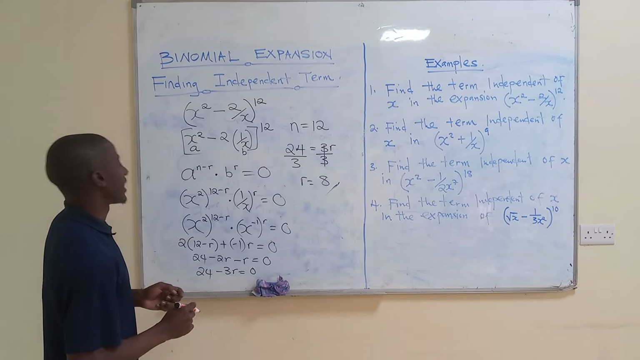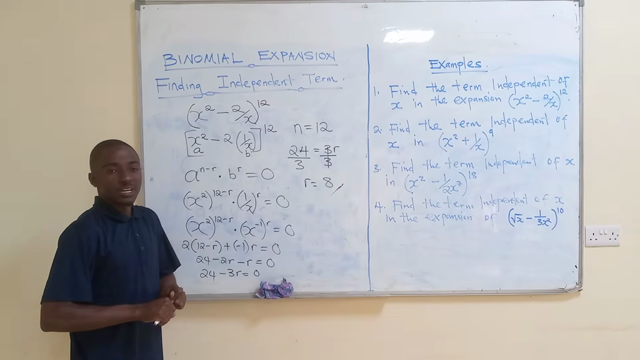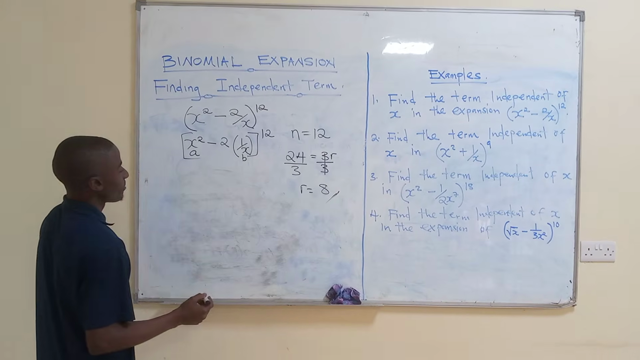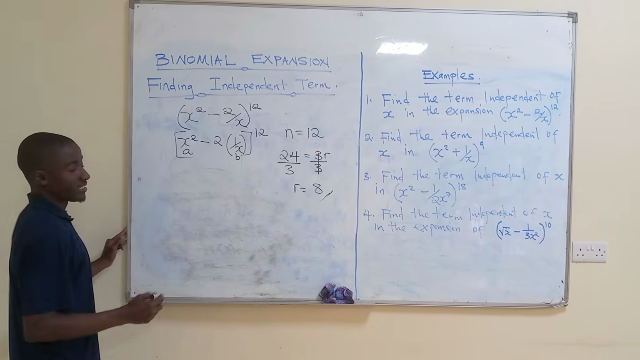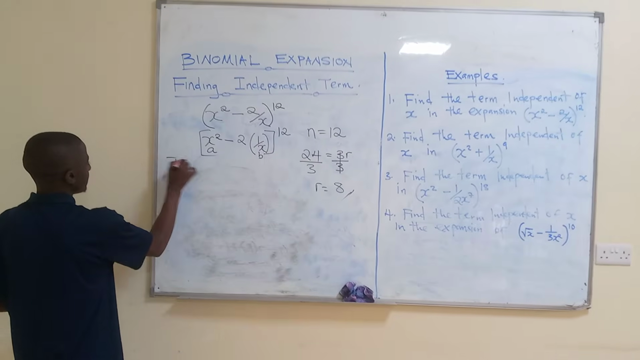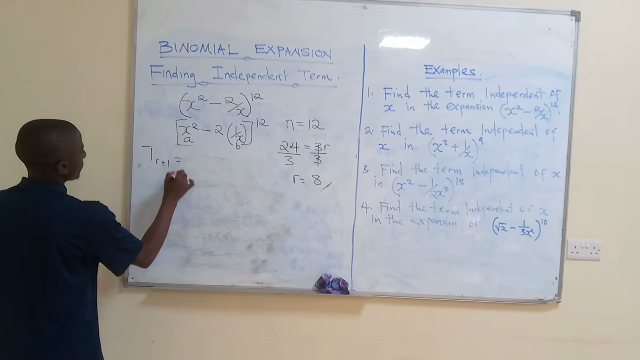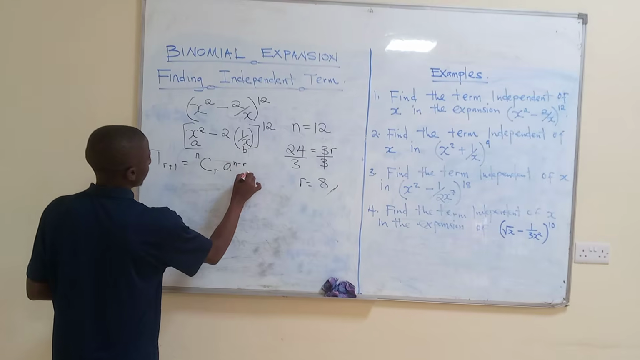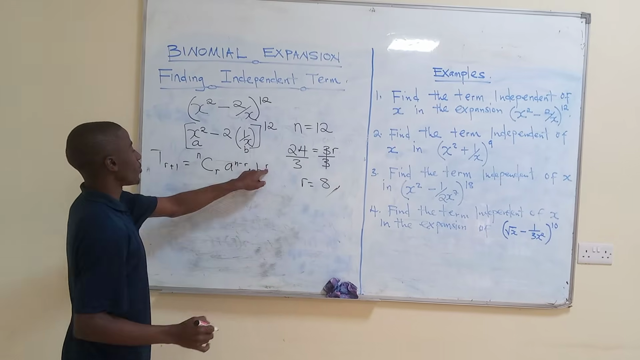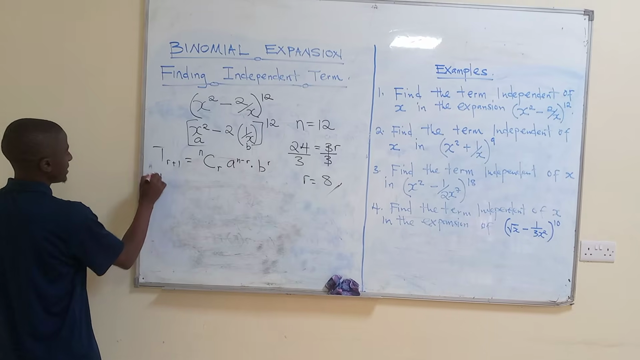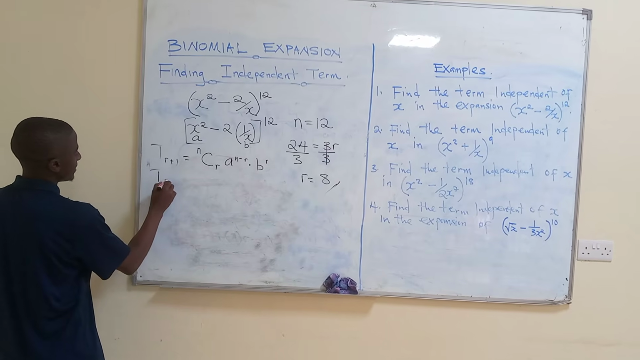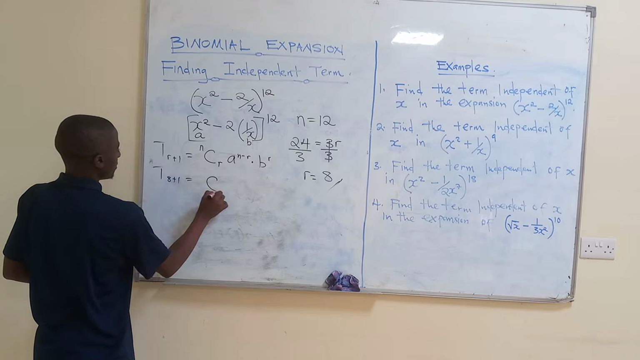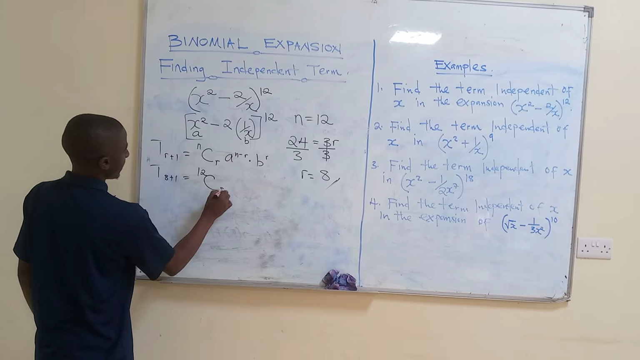Now I have to go back to use the formula for calculating the independent term. From there, we know that the formula for finding the independent term, that is T(r+1), is equal to the combination of n, r, a to the power n minus r, multiplied by b to the power r. So what is r? That is 8, so 8 plus 1, and n is 12. So this is 12, and then r is 8.